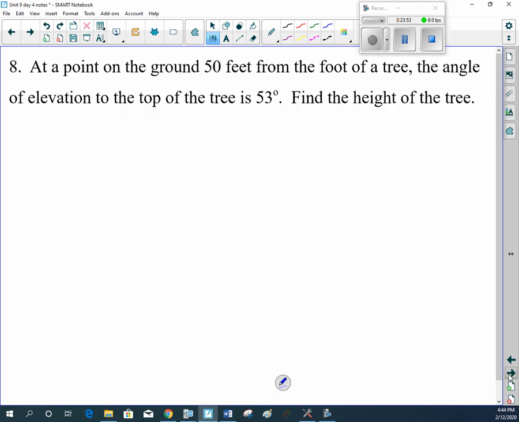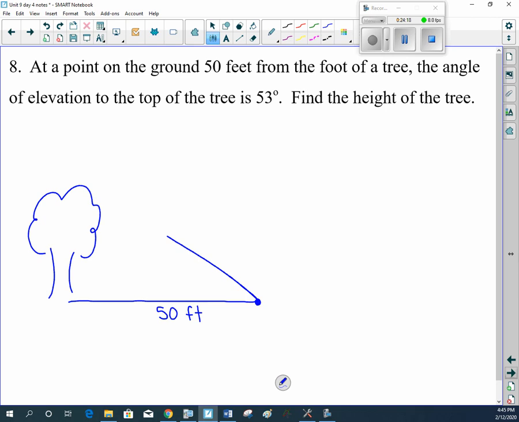Here's another one. At a point on the ground 50 feet from the foot of a tree. So let's just draw a tree in here somewhere. Here's my tree. So on a point that's 50 feet from the foot of the tree. So here's my point. I'm 50 feet from the base of the tree. The angle of elevation to the top of the tree is 53 degrees. So I'm looking up to the top of the tree. And that's 53 degrees. Find the height of the tree.